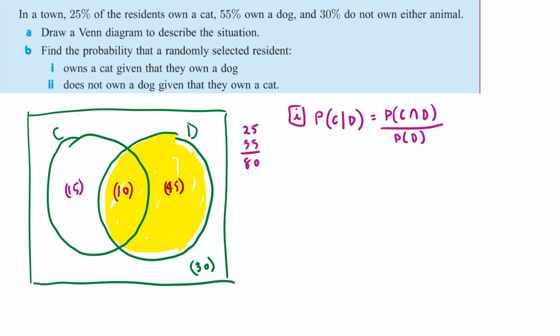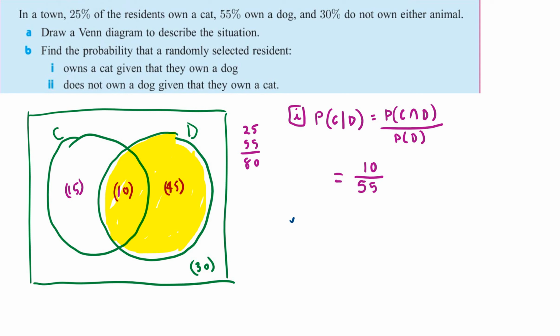So that means our new sample space, or the denominator of our fraction, is going to be 55. And the intersection is 10. So that's the probability that a person owns a cat, given that they already own a dog.